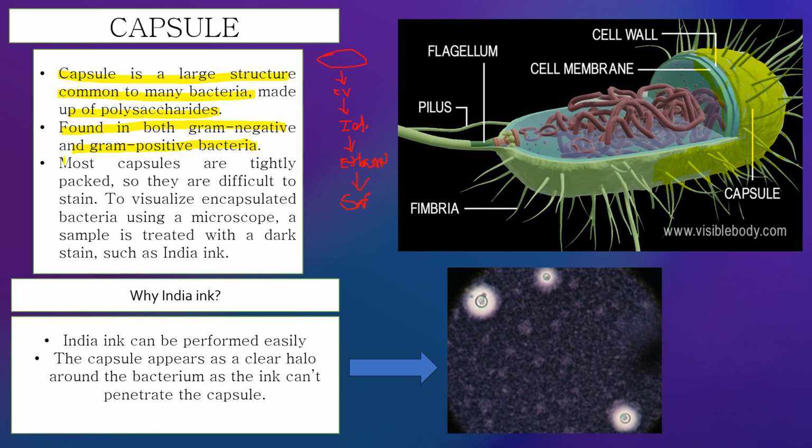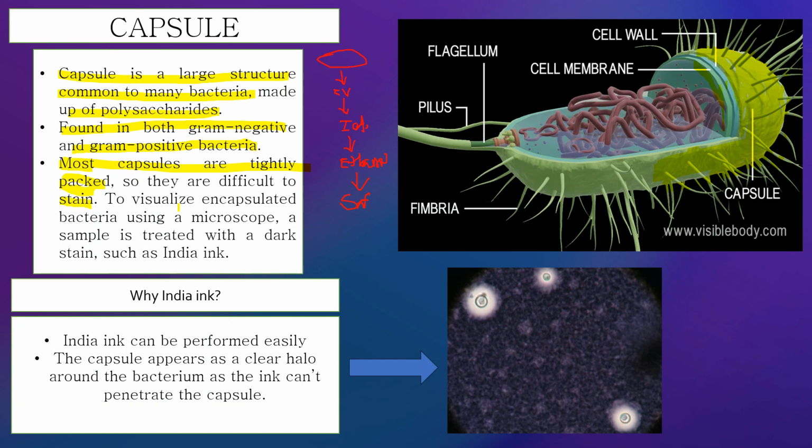Most capsules are tightly packed. Basically, capsules are tightly packed. When they are loosely arranged, it is called a slime layer. But there are exceptions also. Since most capsules are tightly packed, they are difficult to stain. We can't stain them directly.